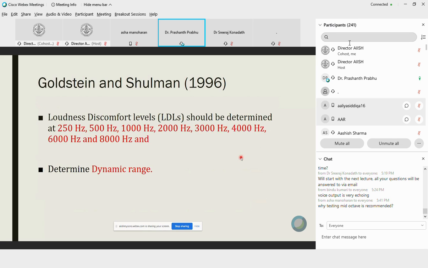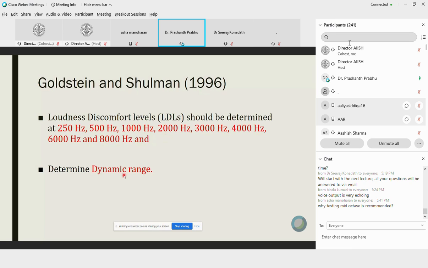So Goldstein and Schulman in the year 96, way back in 96, gave a method by which we can classify hyperacusis. What did they recommend? They said that you find out the loudness discomfort levels, that is the LDLs, at 250, 500, 1, 2, 3, 4, 6 and 8 kHz. At all these frequencies, you find out the loudness discomfort level. We'll have the pure tone thresholds, we'll have the loudness discomfort level, and we calculate the dynamic range at each of the frequencies. All of you know how to calculate dynamic range. We use LDL minus the pure tone threshold, that would be the dynamic range.